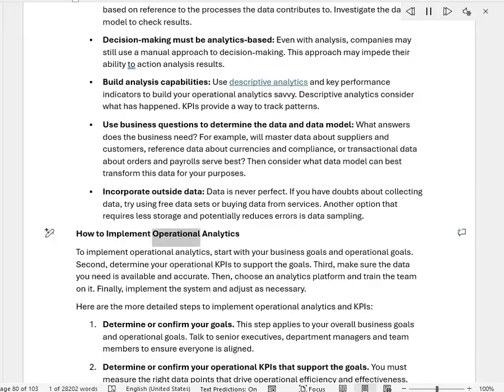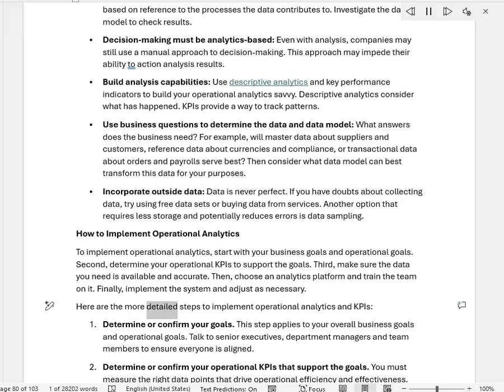How to implement operational analytics. To implement operational analytics, start with your business goals and operational goals. Second, determine your operational KPIs to support the goals. Third, make sure the data you need is available and accurate. Then, choose an analytics platform and train the team on it. Finally, implement the system and adjust as necessary.